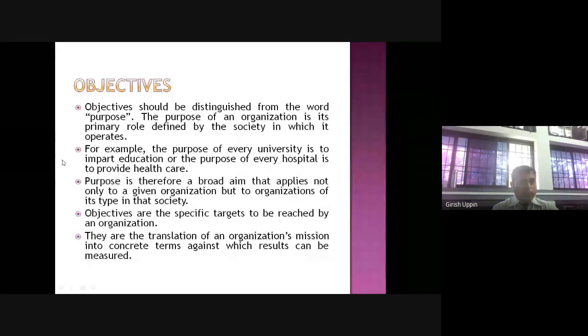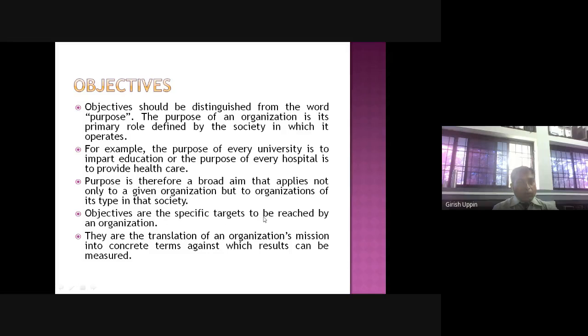So here an example is given. For example, the purpose of every university is to impart education, or the purpose of every hospital is to provide healthcare. The university has to provide education, and the hospital has to provide healthcare. Those are the purposes of those institutions. Purpose is therefore a broad aim that applies not only to the organization but to organizations of its type in that society. So purpose is a broader idea. It is not very specific.